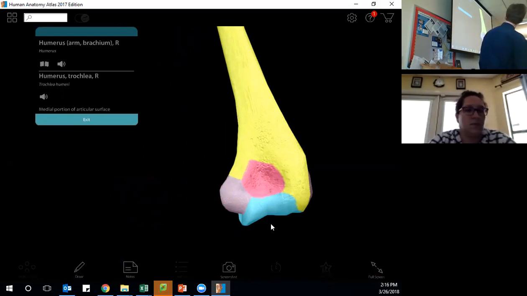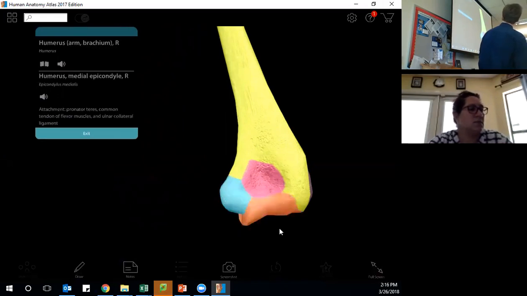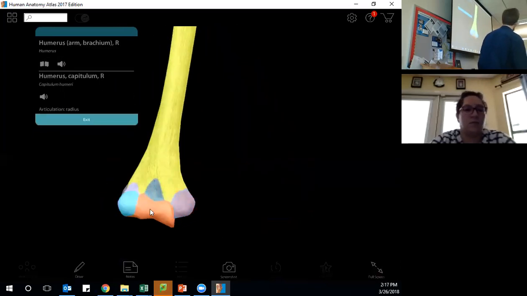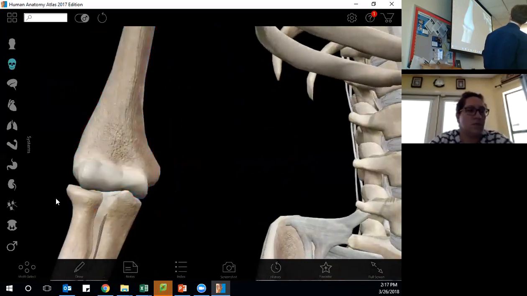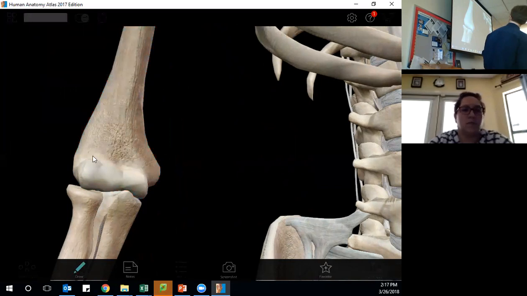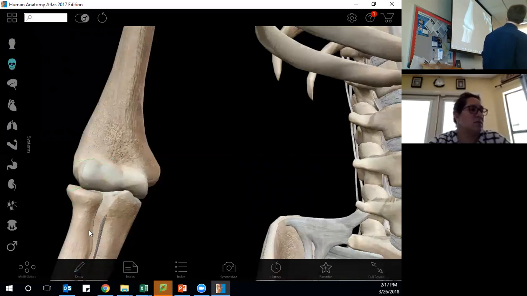So the last little piece that we have running out to the side. I want that one. There we go. So laterally, there's an articular surface called the capitulum. And this is the articular surface for the radius. So this gets into the humeroradial joint. Good?